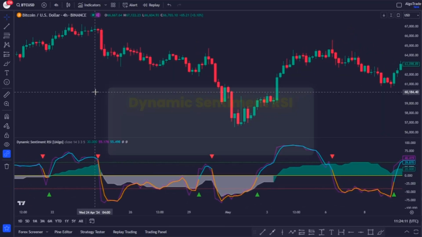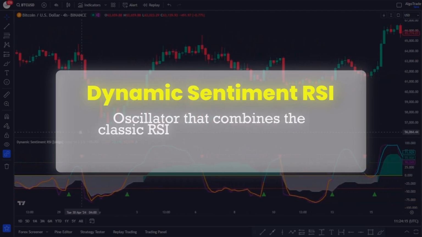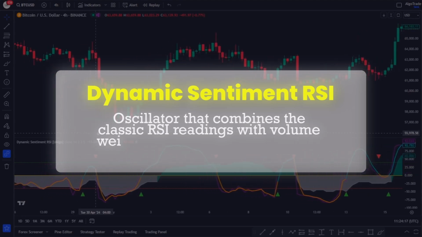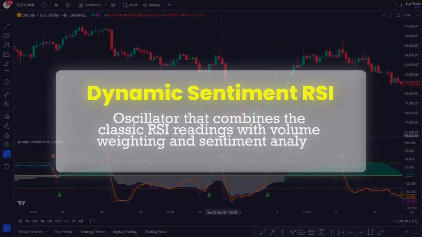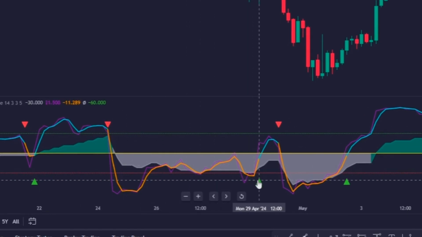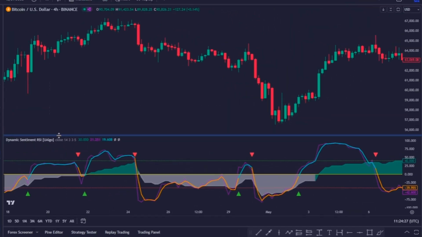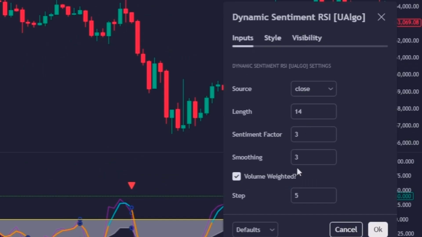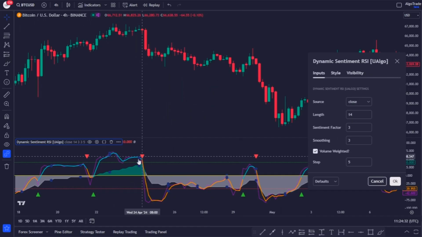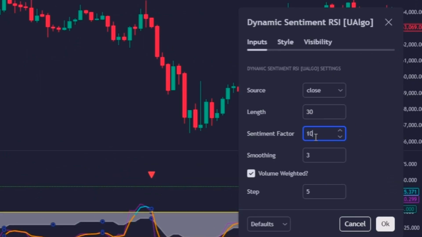By definition, the Dynamic Sentiment RSI is an oscillator that combines the classic RSI readings with volume weighting and sentiment analysis, offering traders precise buy and sell signals that are exceptionally responsive to market shifts. By default, it uses these settings, but to clear some fake signals, like these ones here, I prefer to increase the length to 30, the sentiment factor to 10, and the smoothing to 20.